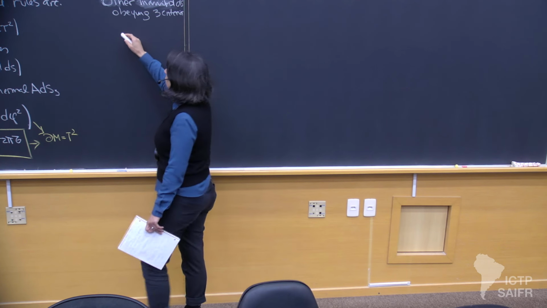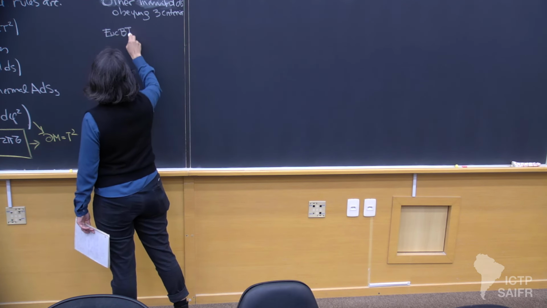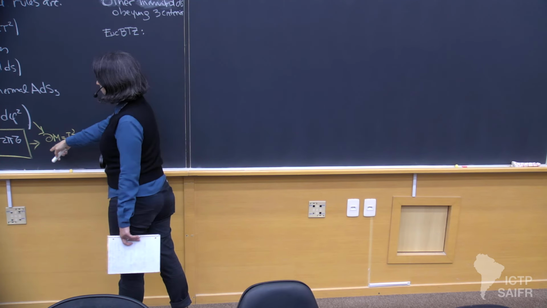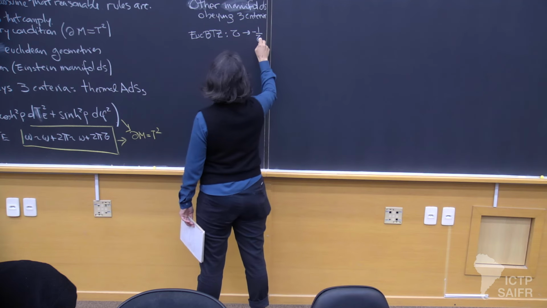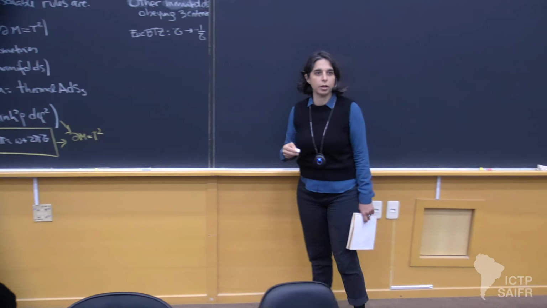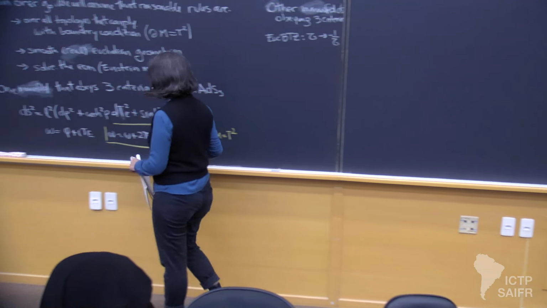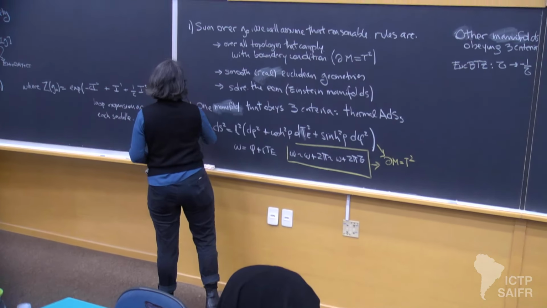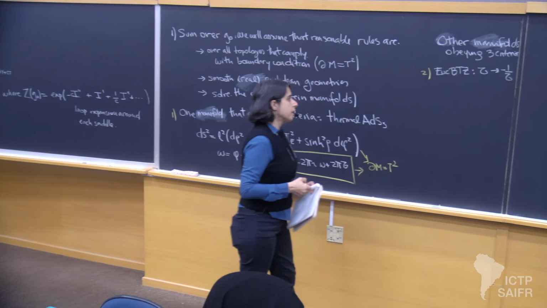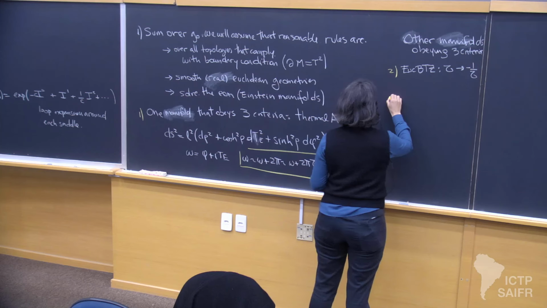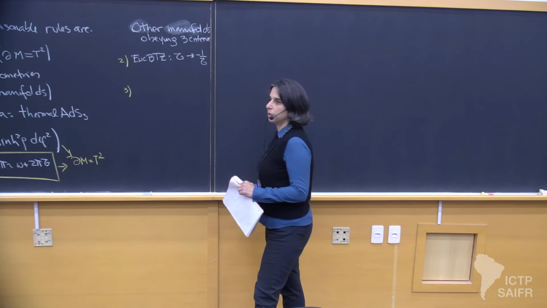The simple version is the Euclidean BTZ, for which the only thing you have to do is take tau to minus 1 over tau. That will obey the same criteria, so this is another one. So we have here 1, 2. But there's actually a whole family of other solutions. You don't just have to take tau to minus 1 over tau.